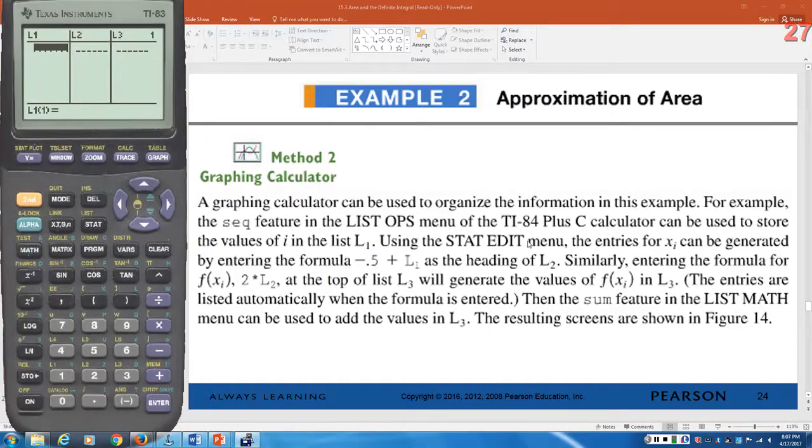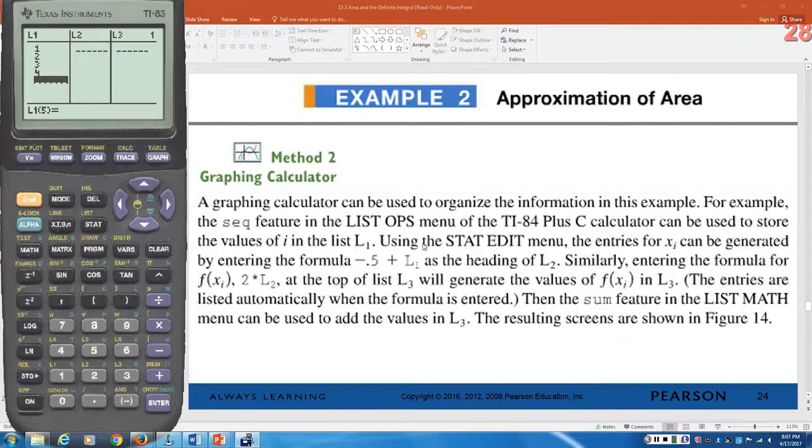Now they're talking about using the sequence feature, and since you're never going to need to do this again, I see absolutely no reason to use the sequence. So we know that we're going to have rectangle number 1, and rectangle number 2, and rectangle number 3, and rectangle number 4. Okay? And then you can store the values of i in list 1, which is, of course, 1, 2, 3, 4.